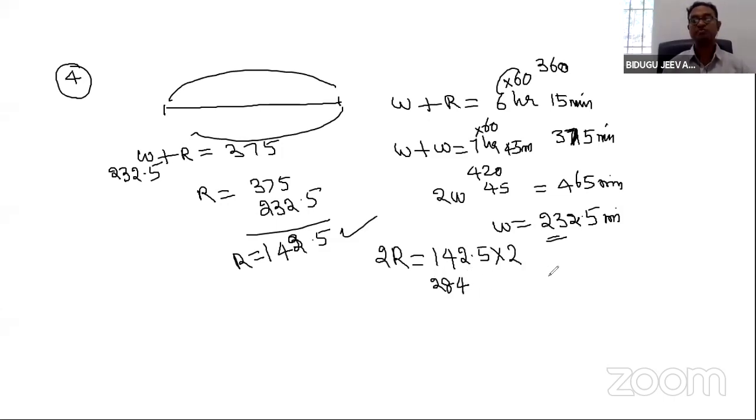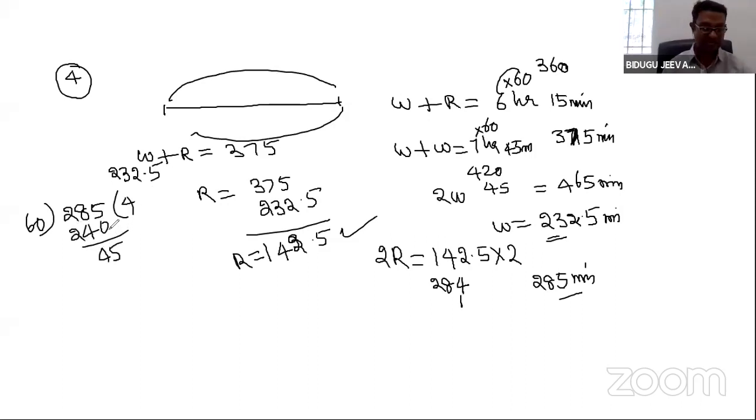284 and 0.5 is 1.285 minutes. So let me convert into hours. What is given? Hours. So divide by 60. Let me calculate. 285 by 60. Almost how many times? 4 hours, 240. Then 45. What is the answer? 4 hours 45 minutes, third choice.